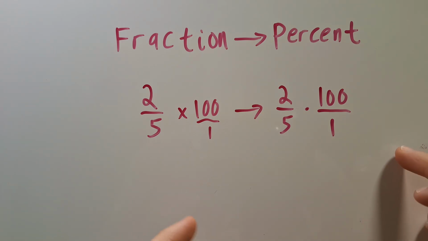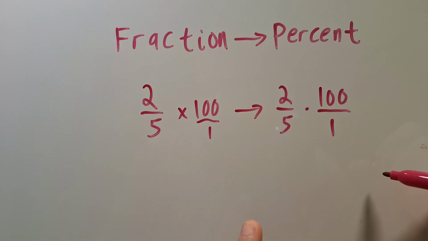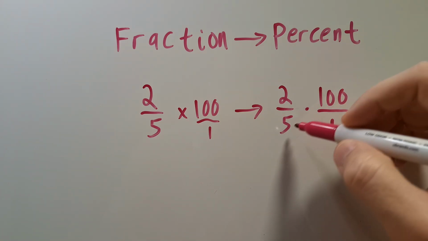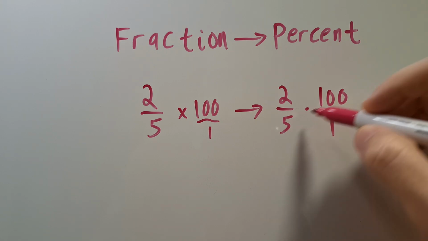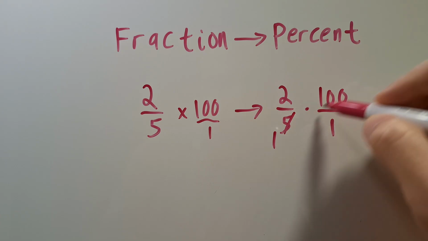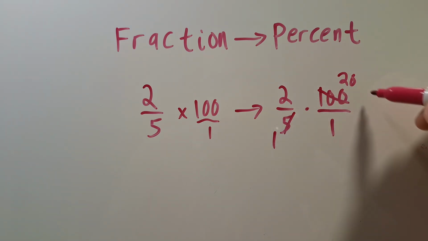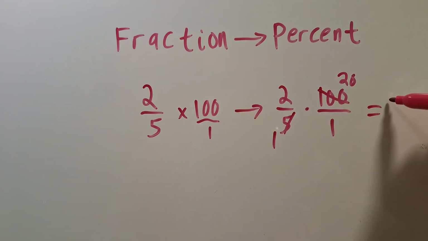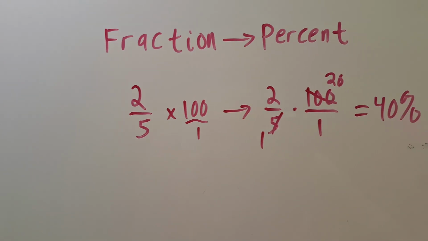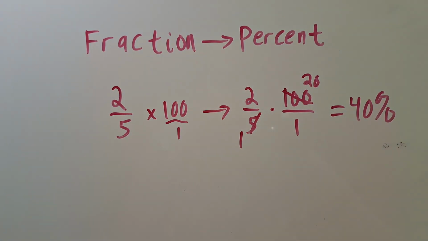Now from here, I got a couple options. I can multiply straight across and reduce, or I can cross cancel or cross reduce some terms here. 5 and 100 are both divisible by 5, so what I'll do is divide each of those by 5. 2 times 20 over 1 times 1. So this is 40%. So 2/5 as a percent is 40%.